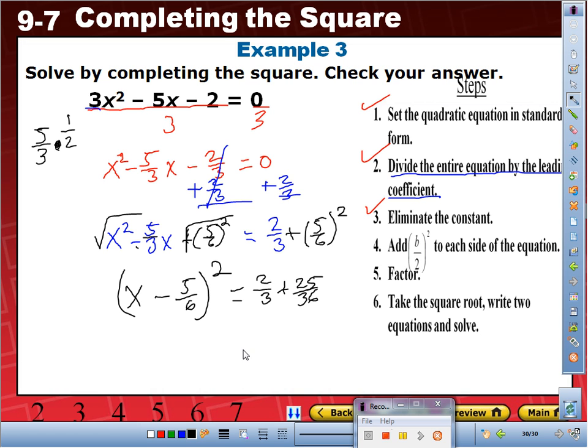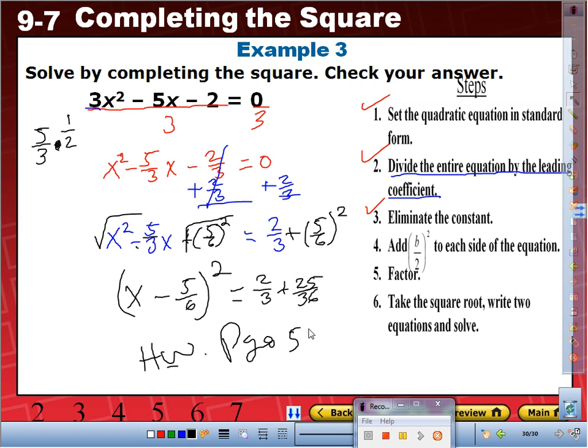And hold on, let me write your homework down. Homework found on page, no, it wasn't 595. It was on page, oh yeah, 595, my bad. Problems 2 through 40, every other even.